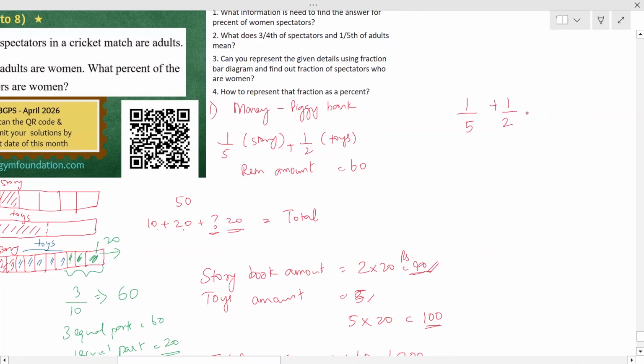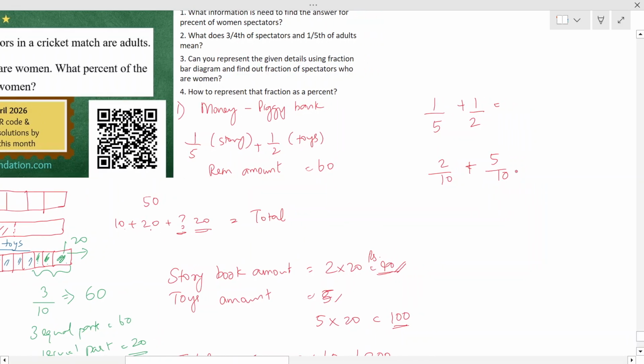So how do you do the addition of unlike fractions? You take the LCM, which is 10. So then if you want to write with the base 10, this will become 2 by 10, which is an equivalent fraction of 1 by 5, and then 5 by 10. So now they are like fractions, so you can add them and say this is 7 by 10.